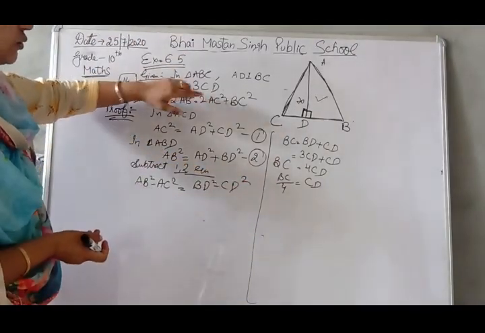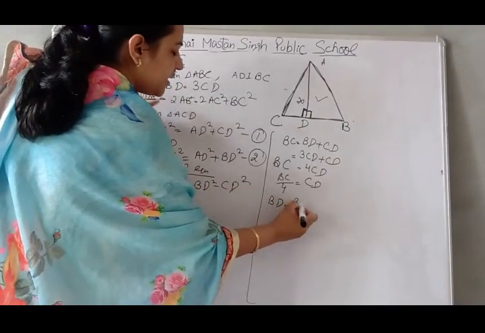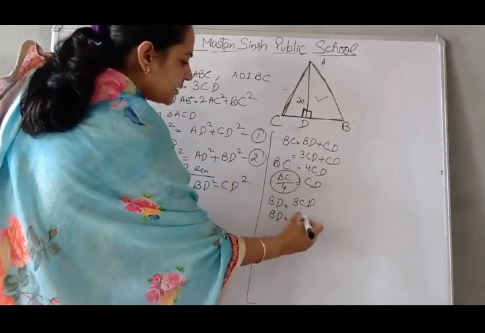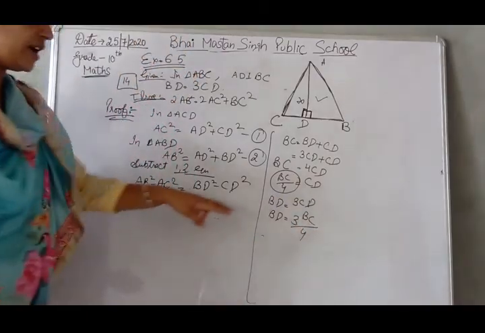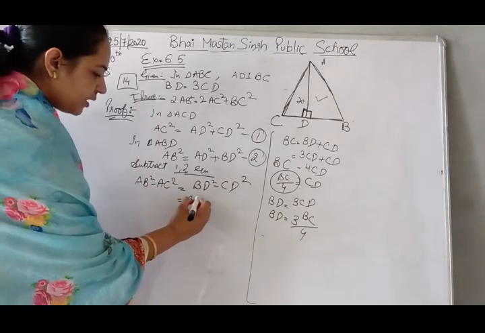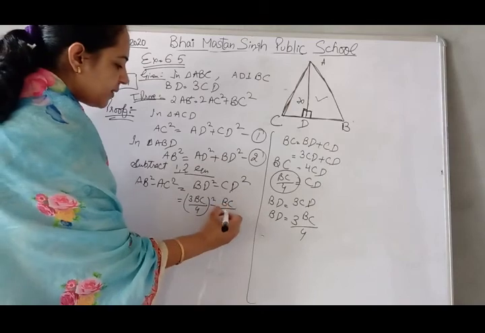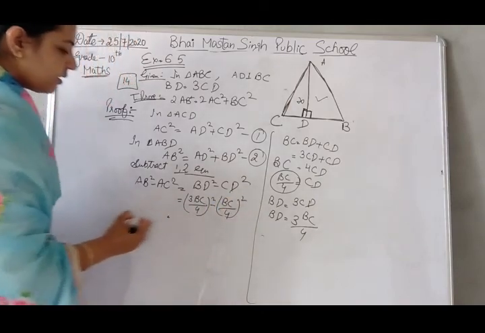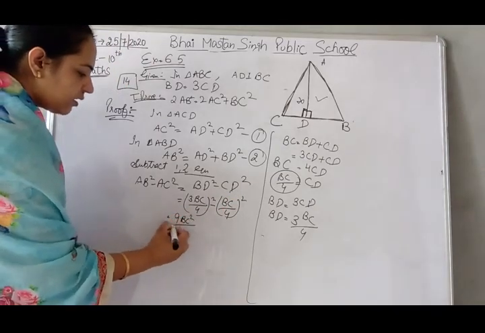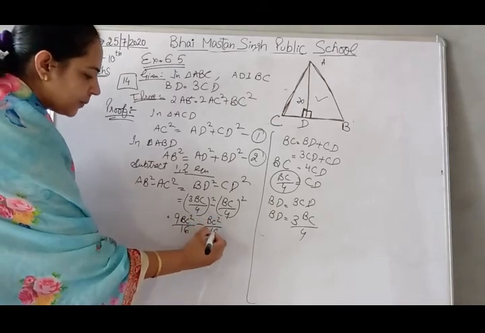If I put this value CD in this equation, then I have BD is equal to 3CD. BD is equal to 3, CD value is BC by 4. Now I have CD and BD both values. I will put here. BD value is 3 BC by 4 का square minus CD is BC by 4 whole square. Now open the bracket. 3 3s are 9. BC square is BC square. 4 4s are 16 minus BC square by 16.